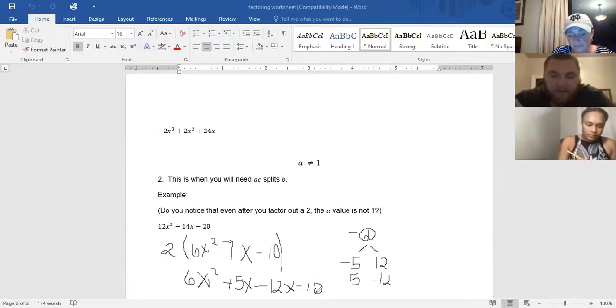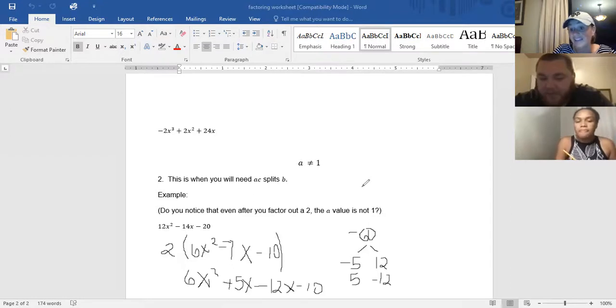Even though you factored out the 2 first, you could still do this the other way you were saying, right? Like you could still do 12 times negative 40. Yeah, you can. You can still find the ones that add up to it. The number is just going to be big, I think. It's big, but if you know how to do that on your calculator, then you'd figure out the one that adds up to -14 pretty quick.